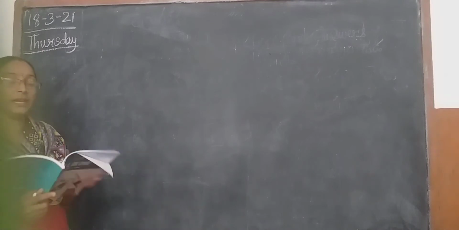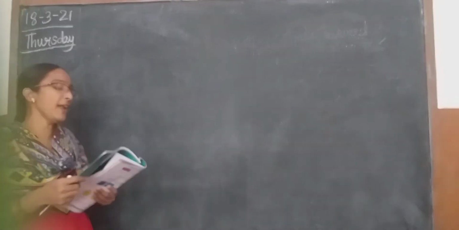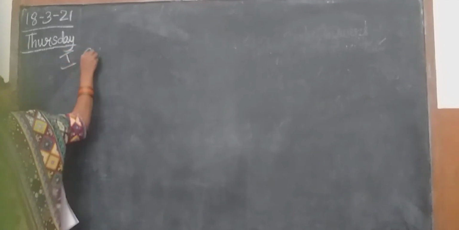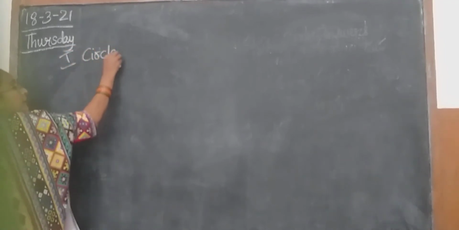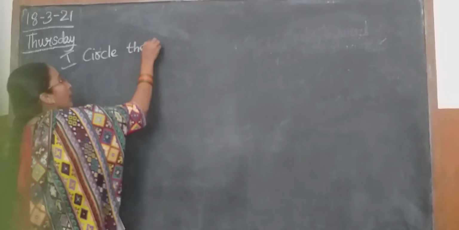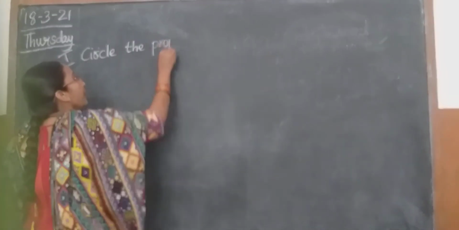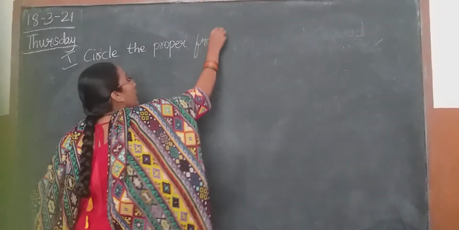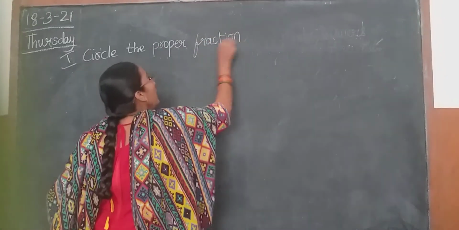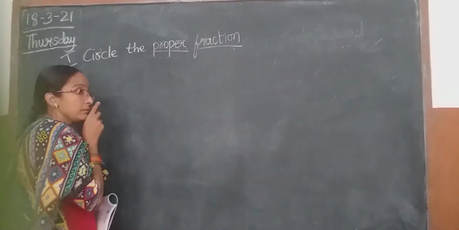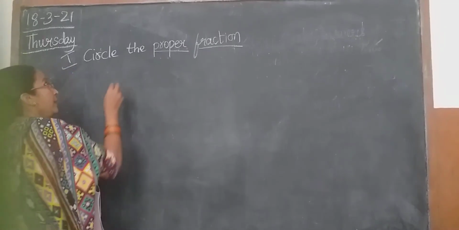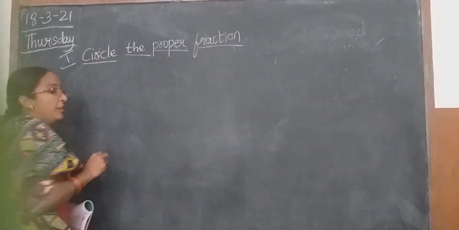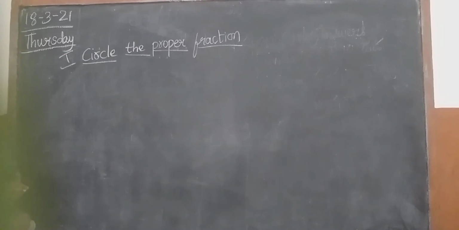What is the first bit? Circle the proper fraction. Come on, write. Open a fresh page and write the heading: Circle the proper fraction. Write this heading, everybody. Write this heading neatly on the margin.